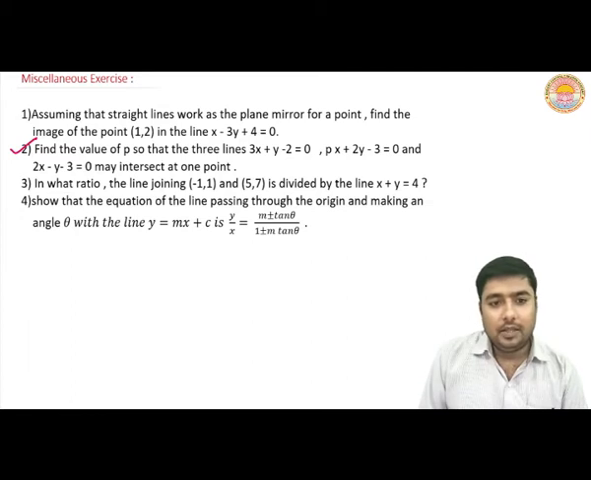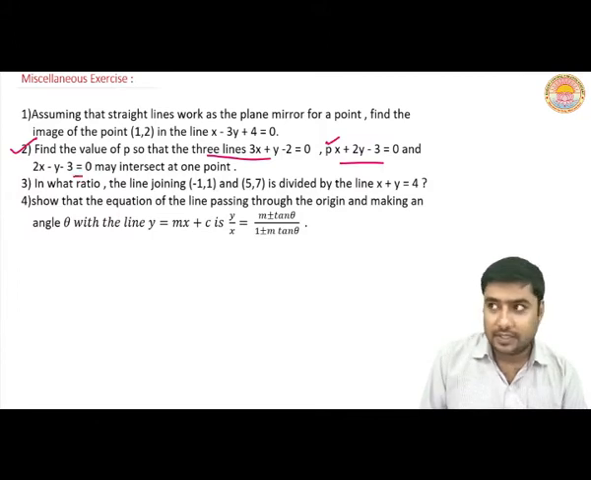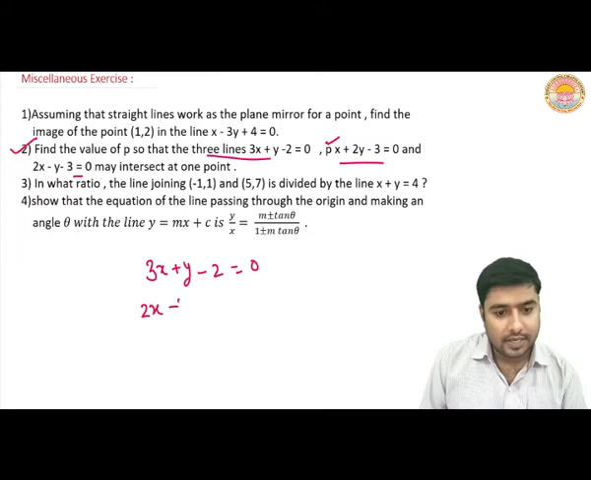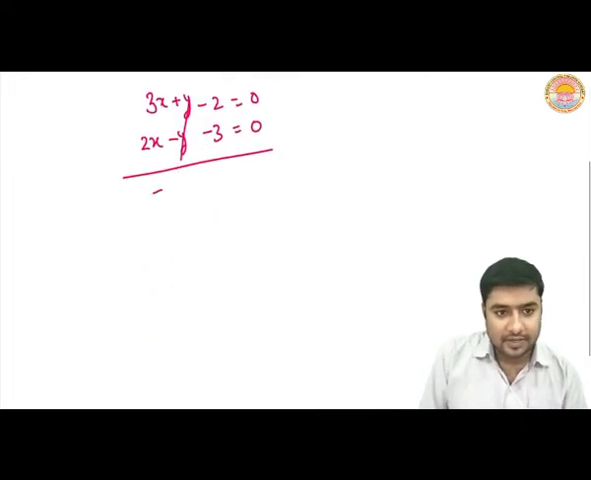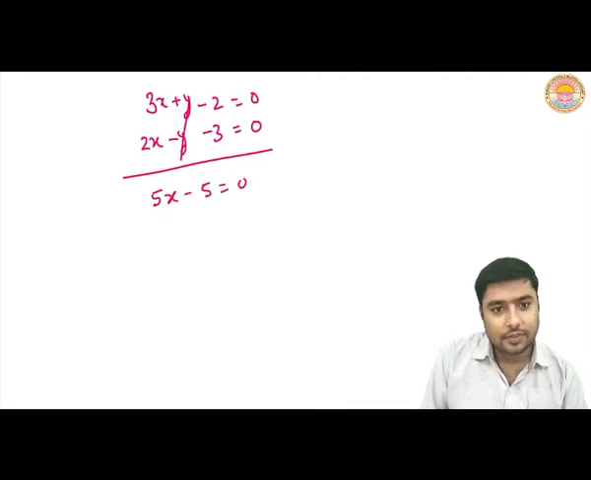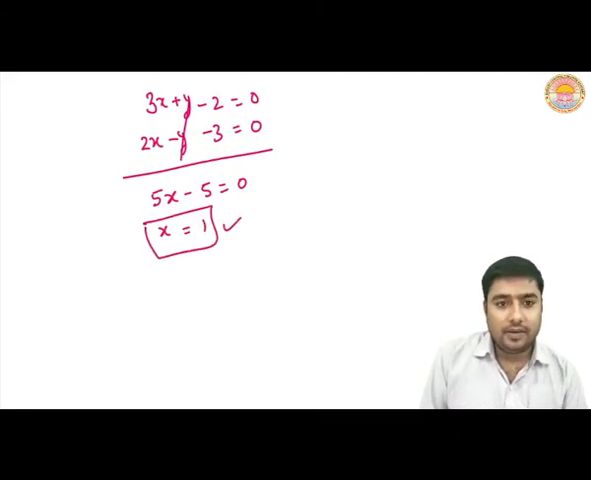Find the value of p if three lines are 3x plus y minus 2 equals 0, 2x minus y minus 3 equals 0, and px plus 2y minus 3 equals 0. We can solve the first and second equations. First equation is 3x plus y minus 2 equals 0. Another is 2x minus y minus 3 equals 0. Now y cancels, and here is 5x minus 5 equals 0, then x equals 1, and we can put this value in any equation and find the value of y.